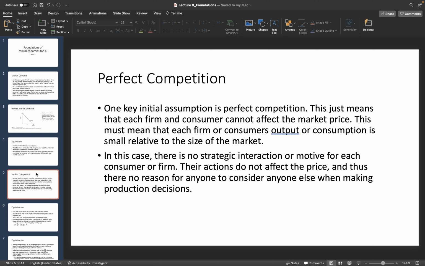Now, if everyone is this small, there's no strategic interaction for each consumer or firm. So my actions to sell or not to sell, or to sell this high or to set a price this way, has no effect on any other firm. So there's no strategic interaction. That simplifies the analysis, but that also makes you realize how the equilibrium would happen here: all of the equilibrium decision making is inward looking. You're just looking at what will maximize your profit faced against a market price that you cannot affect.